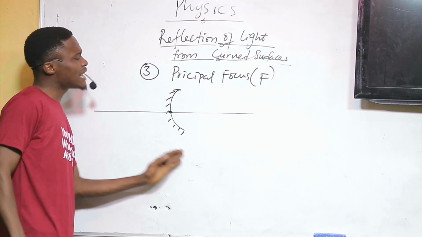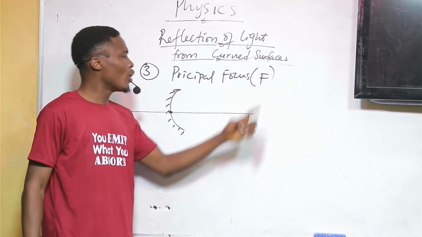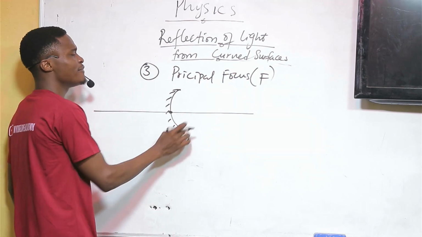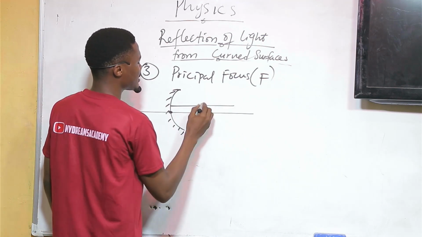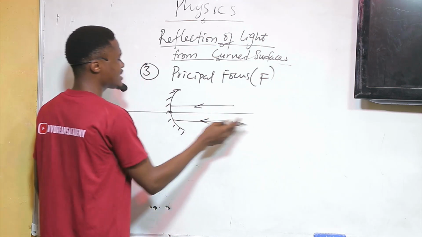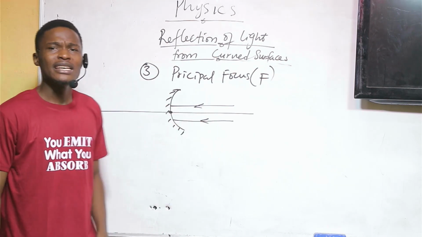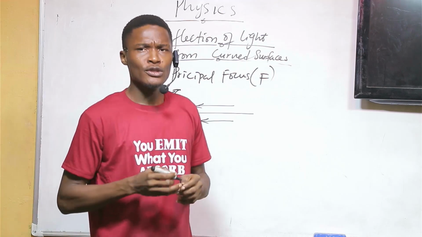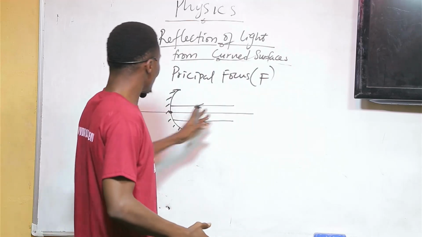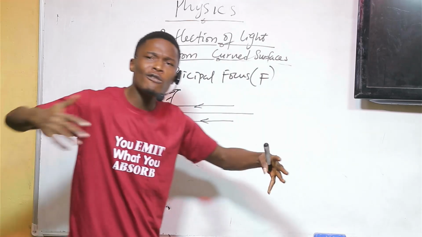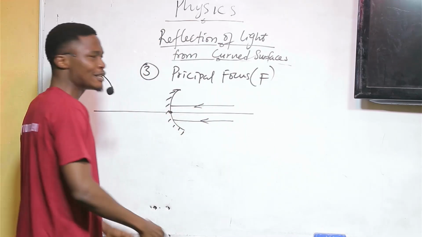Now, looking at the mirror I have here, I want to talk about principal focus. Remember, for a concave mirror, the reflecting surface is here, like this. So if light is coming, this is our light ray. Let me use this line to represent light rays. I told you that this concave mirror is also known as converging mirror. Converge means to bring together. So when light falls on this mirror, it tries to bring it together.